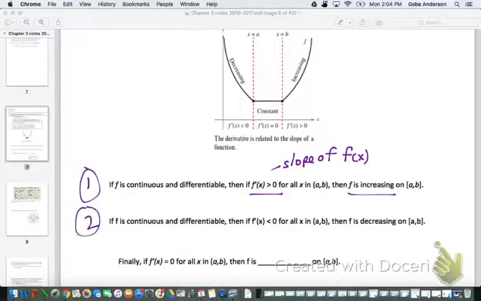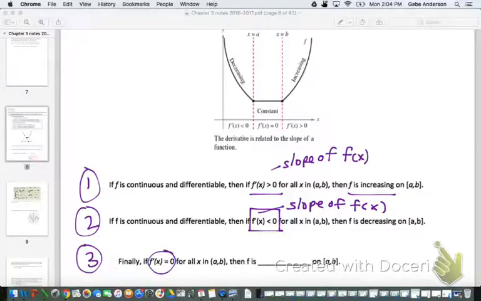Statement number 2, if f is continuous and differentiable, and if f prime is negative. Again, let's remember that f prime is just the slope of f. So if the slope of f is negative, then f would have to be decreasing on that particular interval. And statement number 3, if f prime is 0 for all x in (a, b), then f would be constant. Again, f prime is referring to the slope of f, so if f prime is 0, then f would have to be constant.